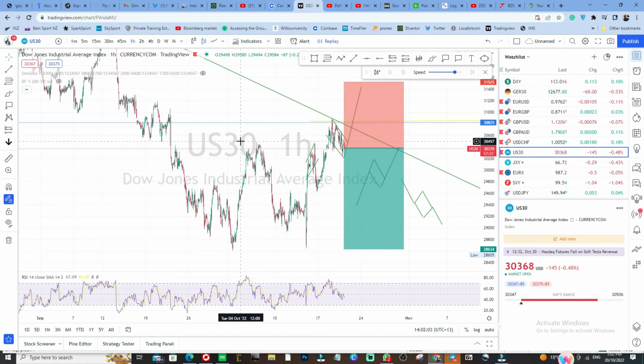Now fundamentals is taking over the market. News is now more important than structure. So we have to combine structure with news and see how the market goes.